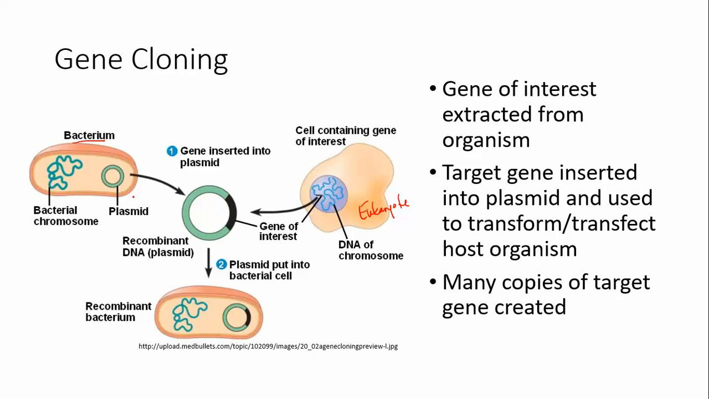Basically, I can take a plasmid, extract my gene of interest, and stick it into the plasmid, the way you make recombinant DNA. Stick it into the bacterial cell, and now, when the plasmid is replicated, I'm going to have more copies of that gene. And when the bacterium reproduces, I'm going to have a lot of copies of that gene.